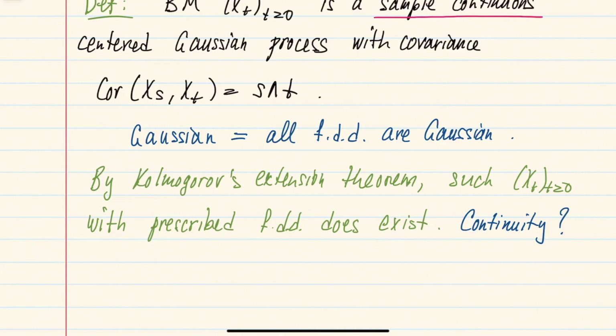And one thing that we should notice right away is that continuity is not automatic once you know the finite dimensional distributions, right? You can have a continuous process and redefine it, or change it slightly, without changing the distributions, but you can make it discontinuous, right?